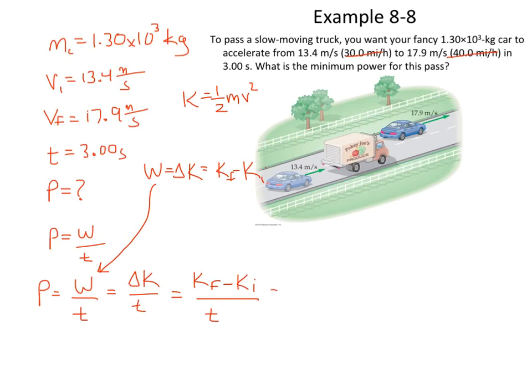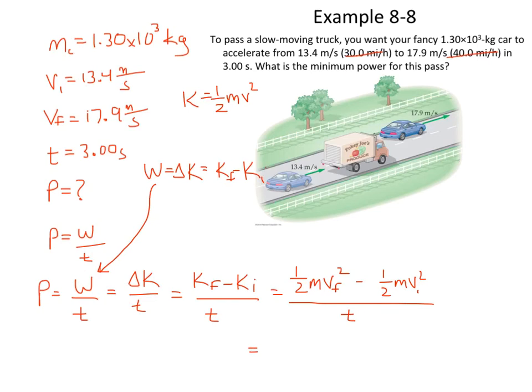And let's expand out those K's right there. Kinetic energy final is 1/2 mass of the car times velocity final squared, minus 1/2 mass of the car times the initial velocity squared, all that divided by the time that it takes. I left enough room, I think. I'll just write it down below.